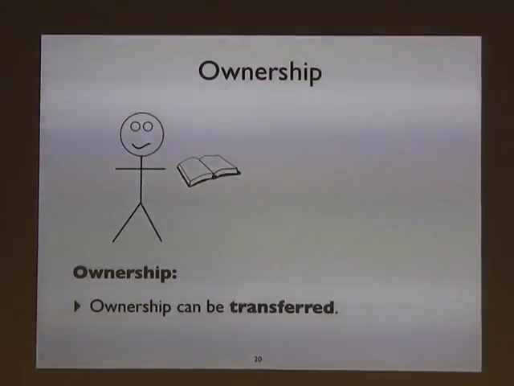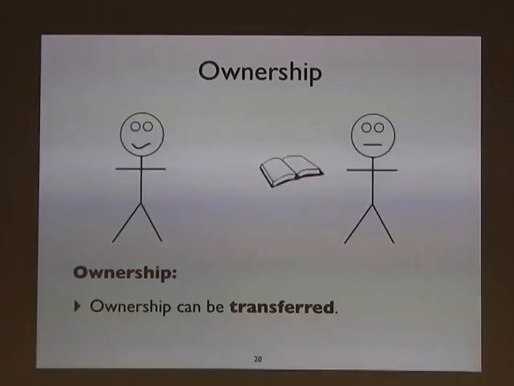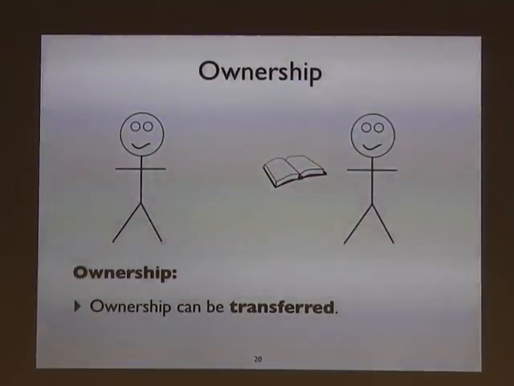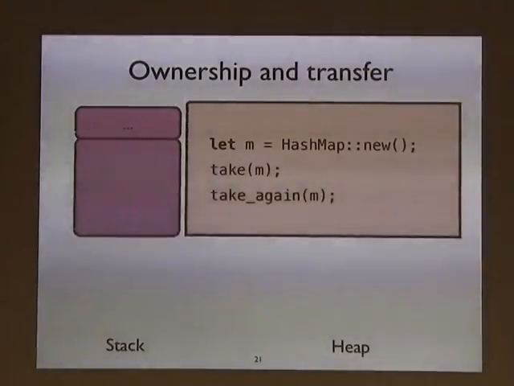But the other thing I can do, if I own something, is I can give it away, and I can transfer it. So I might give my book to you. And in that case, once I've done that, it's yours now. I don't have it anymore. And because it's yours, if you are finished with it, you can free it, right? You're the owner now. So let's look at some code and see what I mean.